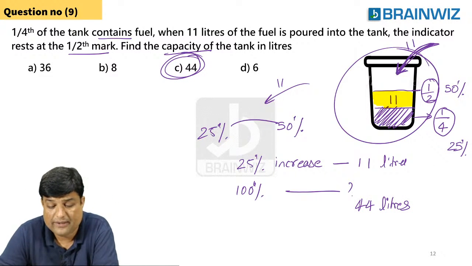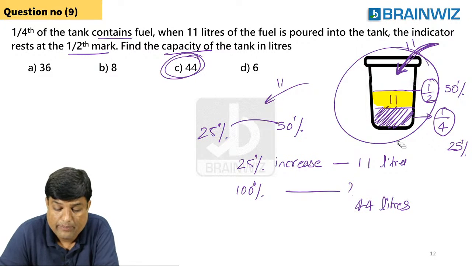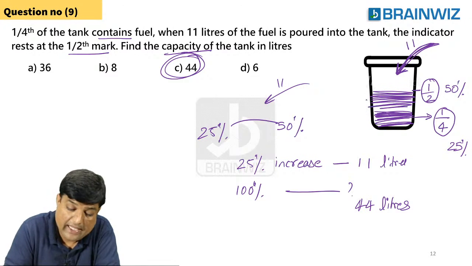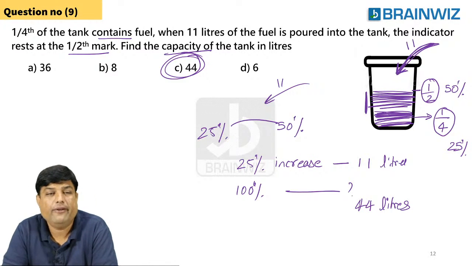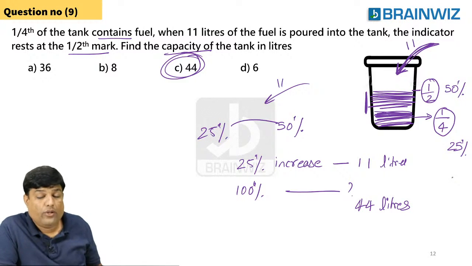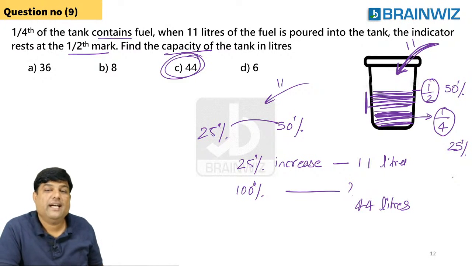You know, the people who have understood this kind of things, that's good. Previously it was 1/4. When you drop in 11 liters, it becomes 50%. Means the hike is 25% hike. That is 1/4 hike. Are you understanding, guys? Yes, that's good. Okay, we have done the question number 9. Many people say answer is C.